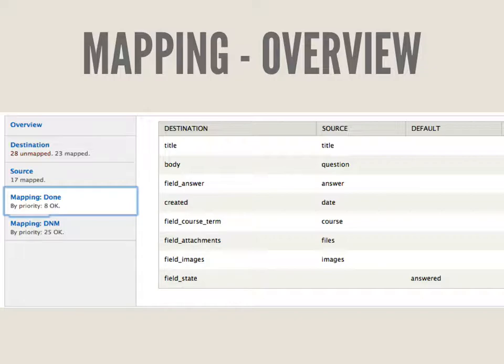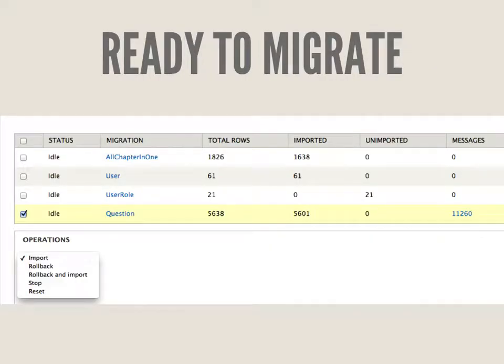So once the mapping is okay, you're ready to migrate. In the same user interface, you see which migrations are available. In this particular case, there were 4 migrations. You just select one or more, and then you can do some operations on them. For instance, import. It's very obvious what it is. It starts the migration and imports data. You have also rollback to undo all performed imports. You can do a rollback and re-import, stop, reset. So a lot of operations available.